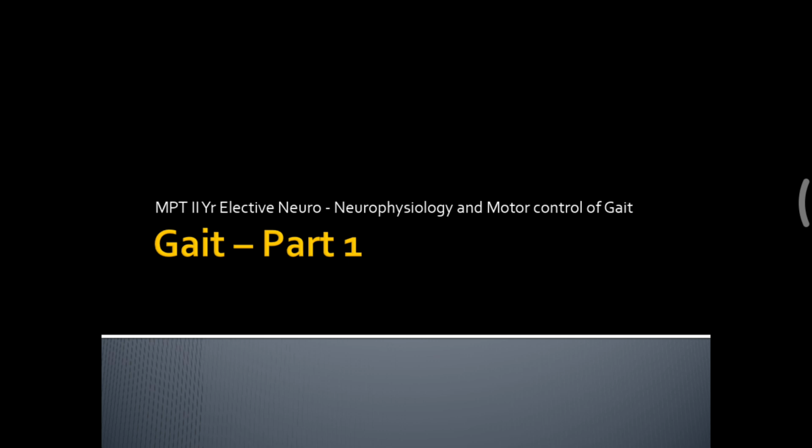One is application of theory of motor control. Number two is neurophysiology of motor control. You can take it into either part. So what we are going to do is see how the gait pattern emerges and what controls it. These are the things we are going to understand during this one.